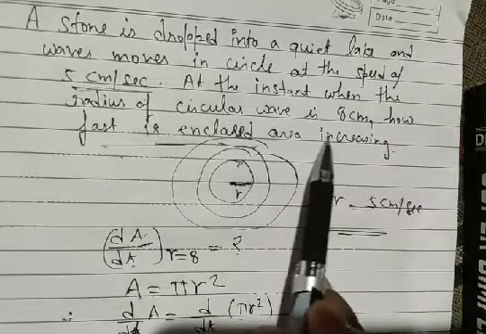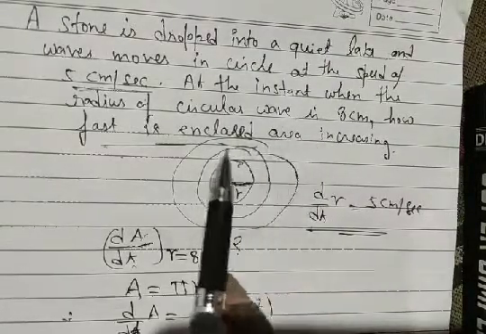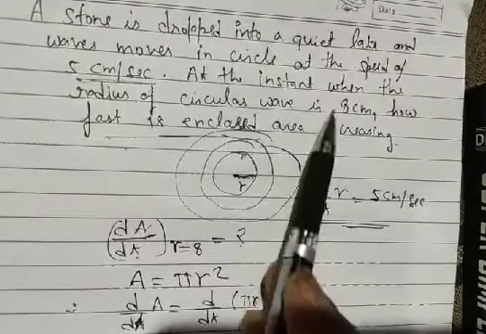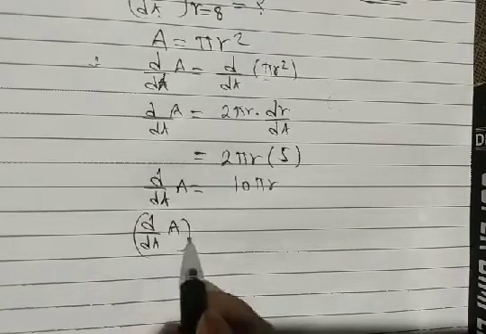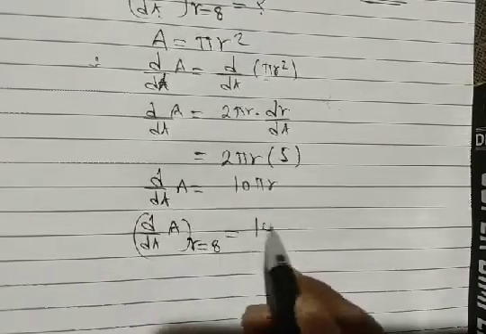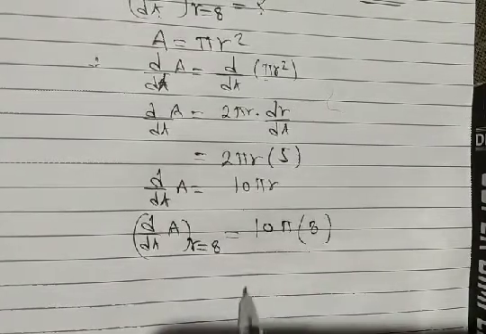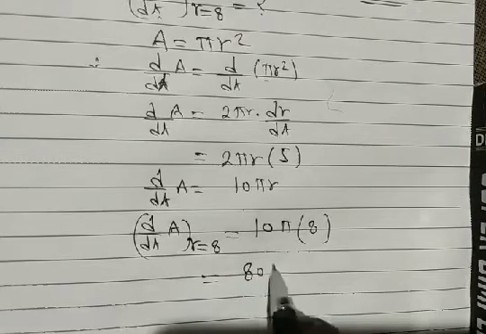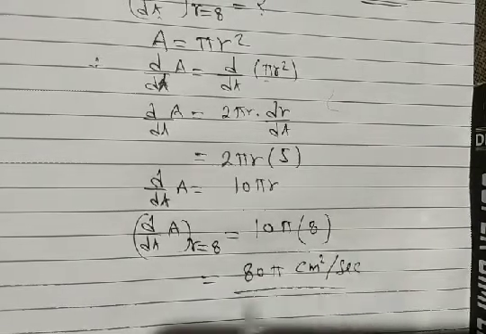But we have to find how fast the enclosed area is increasing when our radius is 8 centimeter. Then dA/dt when our radius is 8, what do we do? We put r equal to 8. Then what do we get? We get 80 pi centimeter square per second.